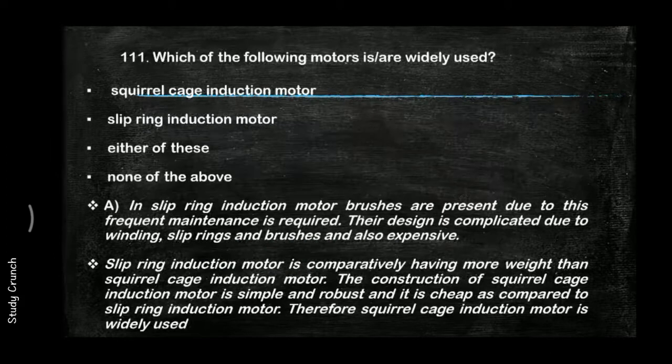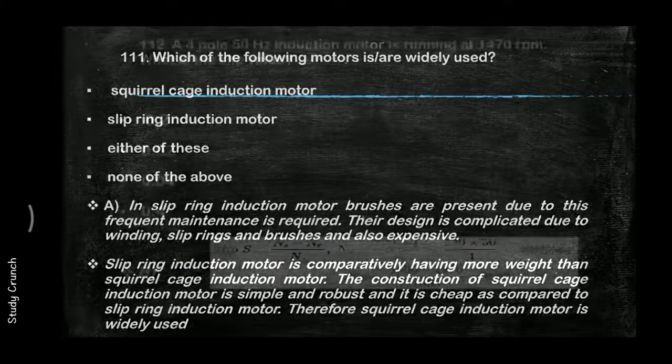Next, which of the following motors is or are widely used? The answer is squirrel cage induction motors. We know that in a slip ring motor, brushes are present, which require frequent maintenance. Therefore, the design is complicated due to the windings, slip rings and the brushes. A slip ring induction motor is also comparatively heavier than the squirrel cage motor. The construction of a squirrel cage is simple and robust, and it is cheap compared to a slip ring induction motor. Therefore, squirrel cage induction motors are widely used.